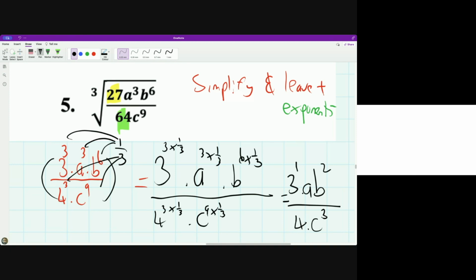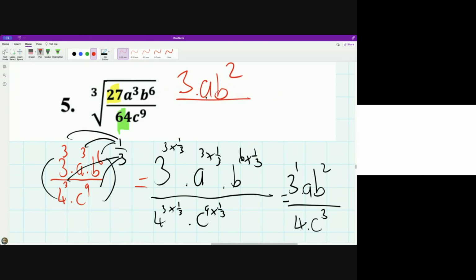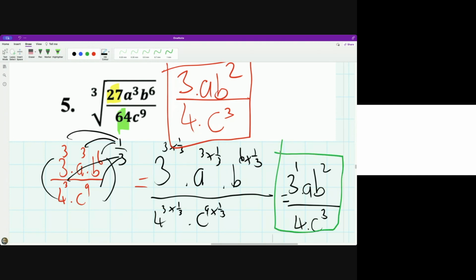Some of you might have said, look, that seems awfully long to get there. I can just find the cube root of 27 is 3. The cube root of a to the 3 is a. The cube root of b to the 6 is b squared. The cube root of 64 is 4. The cube root of c to the 9 is c to the 3. So some of you might have just done it in one step. Both ways, though, give us the same answer.